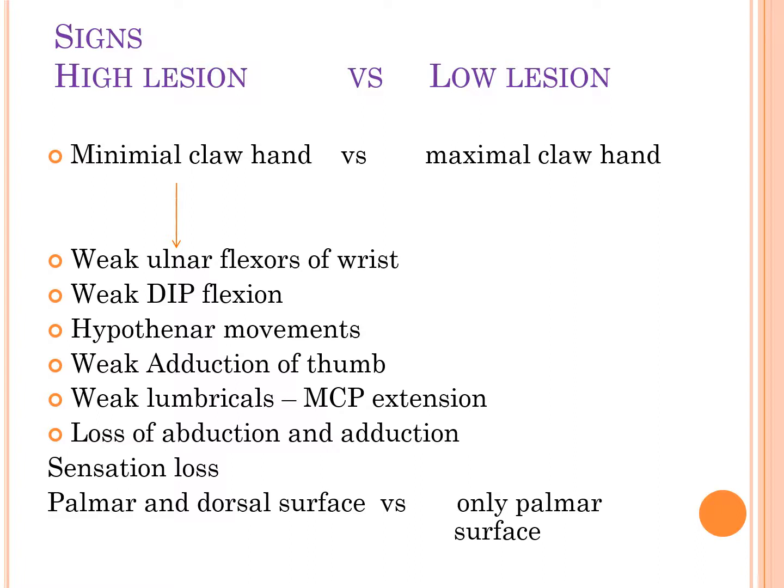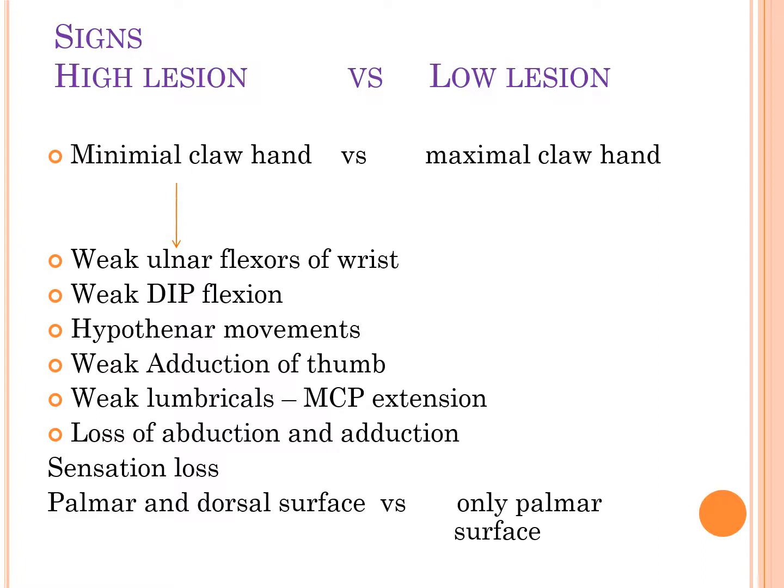Let us recap the different signs that you will see in a high lesion and a low lesion. A high lesion will produce a minimal claw hand when asking the patient to extend all the fingers. The low lesion will produce a maximal claw hand, or a more prominent claw hand, because of the working flexor digitorum profundus as it has been spared in the low lesion.